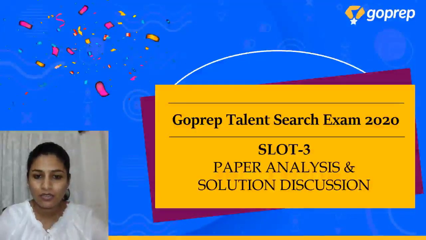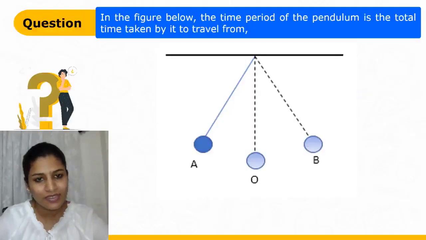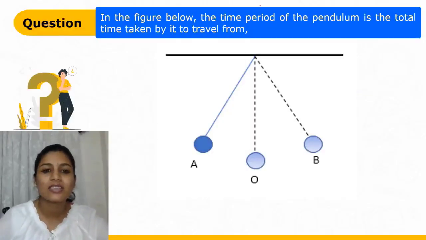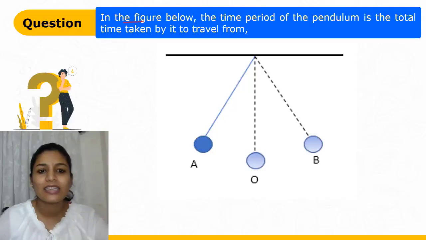Now let us begin our solutions with the physics part. Here in question number 1, it is given that in the figure below, the time period of the pendulum is the total time taken by it to travel from. So first thing, what is the time period?